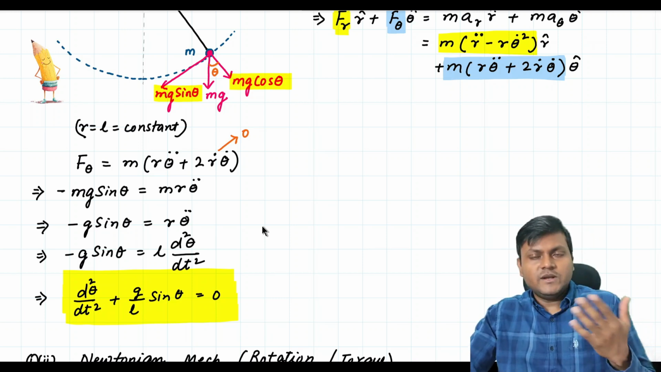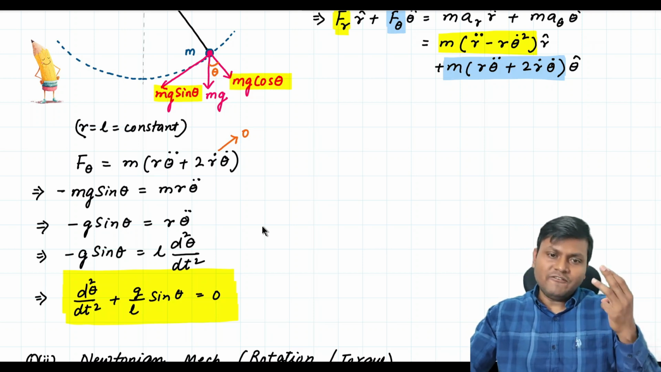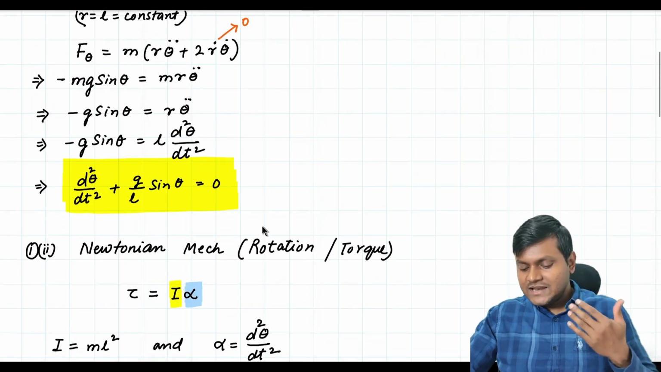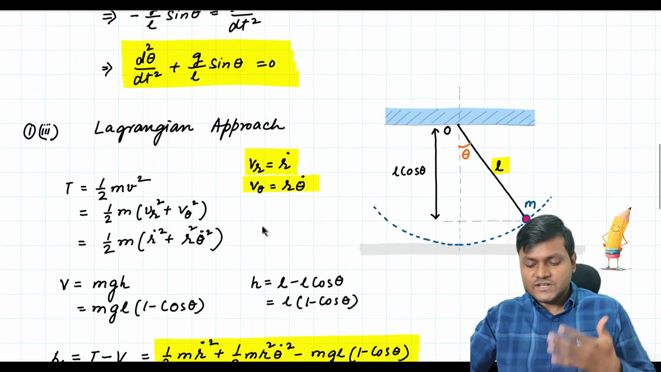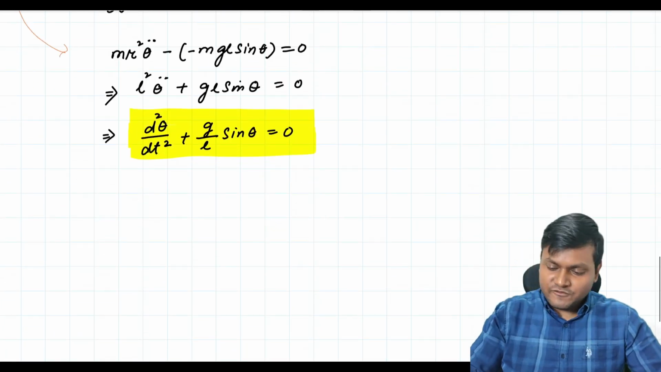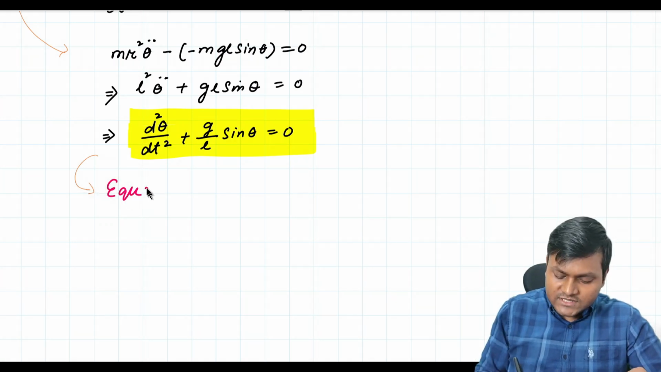If anybody asks you this kind of a problem in an examination, you don't have to do all three approaches. You just choose any one of them. It doesn't matter. The reason I am doing it is because it's kind of interesting to see that the same equation of motion can be obtained in so many different ways. So this is the equation of motion.